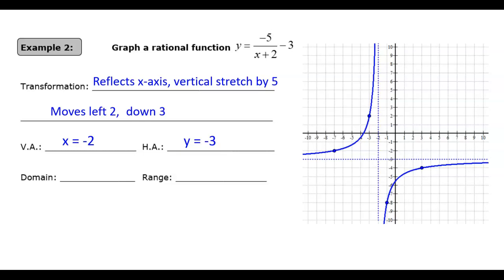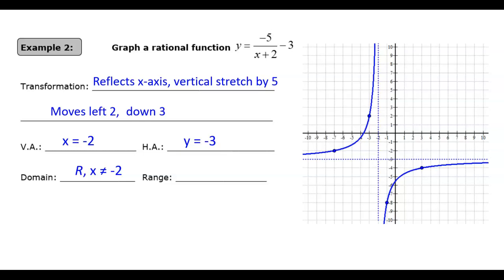Now, what about domain? Domain is our x values. It goes forever to the left and forever to the right. But it doesn't touch what? Negative 2. So again, it goes forever left, forever right, but it does not touch -2, so you're going to put all real numbers, x not equal to -2. You're going to have to do this on the 8.1 assignment, so you better be paying attention.